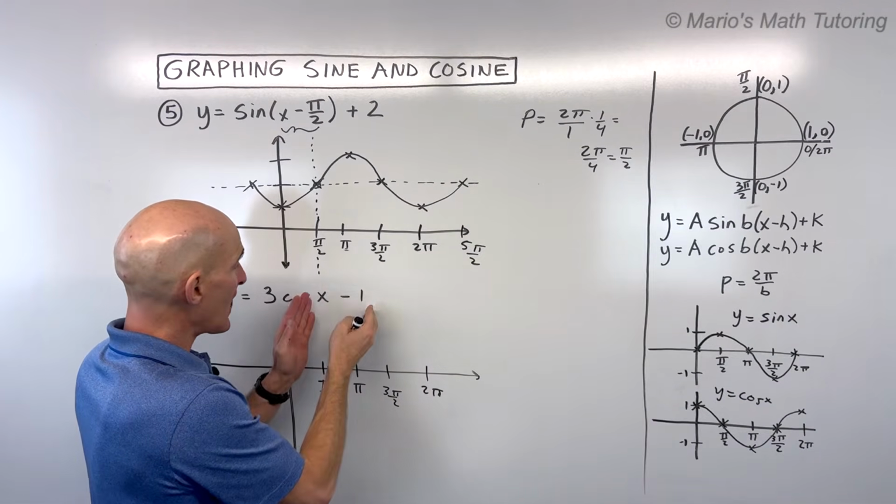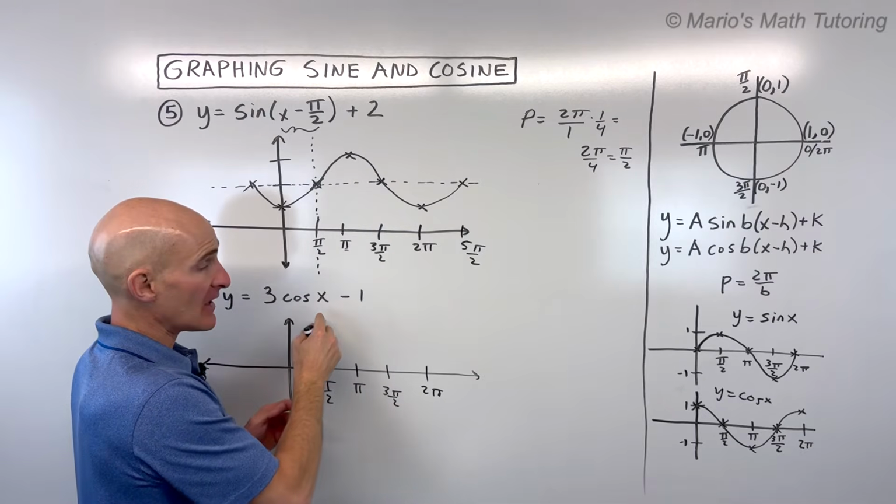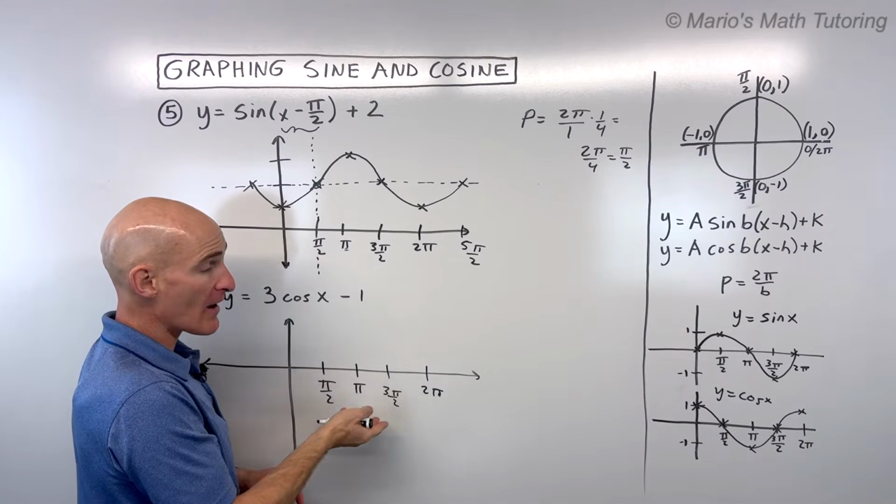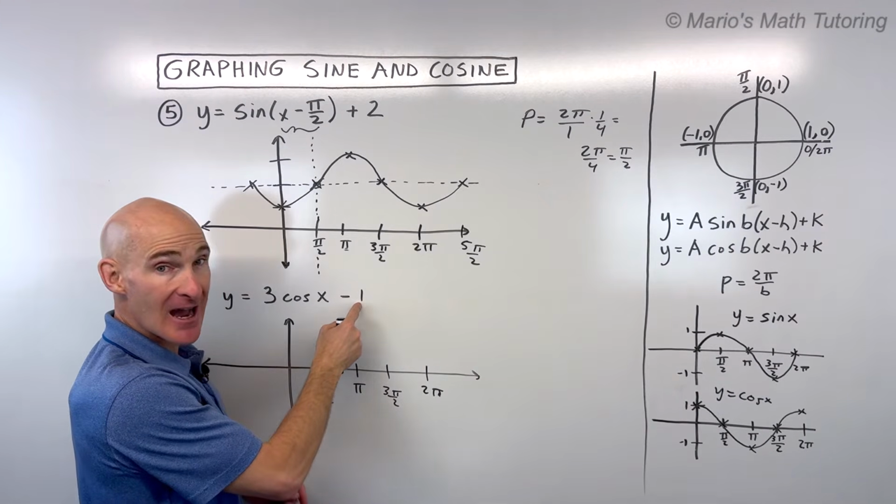Well, if it was grouped with the x, there'd be parentheses around this, and then it would affect the x direction. It's not grouped with the x, which means it's going to affect the y values. This is a vertical shift down 1.